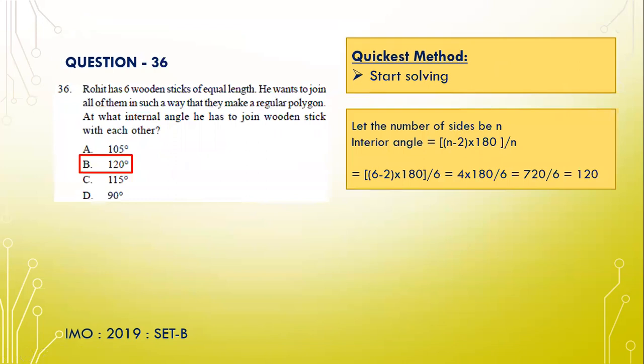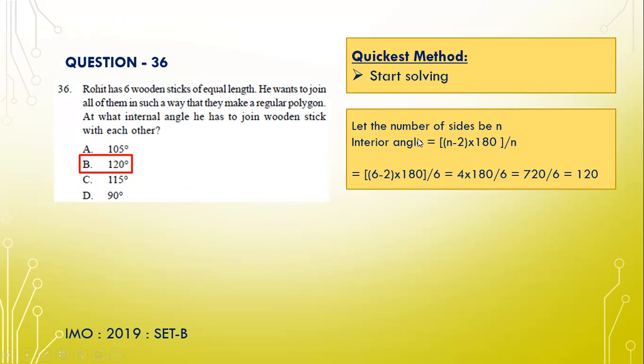Rohit has 6 wooden sticks of equal length. He wants to join all of them in such a way that they make a regular polygon. At what internal angle does he have to join the wooden sticks with each other? Again, this is a very easy question. So six wooden sticks to make a regular polygon, isn't it? So it will make a hexagon, isn't it? And the interior angle of a hexagon is 120. Normally, we have learned the interior angle of a hexagon is 120.